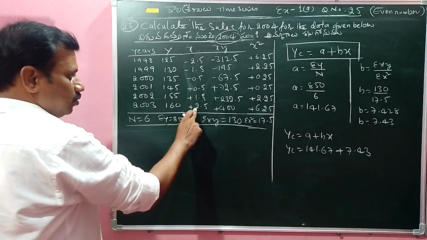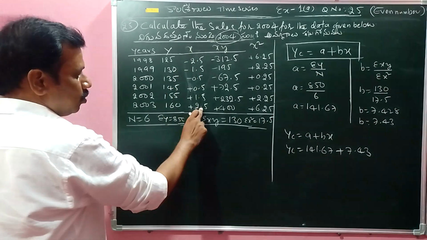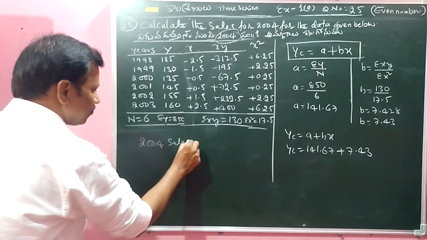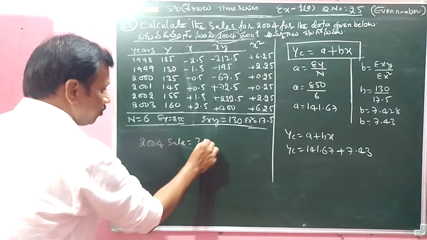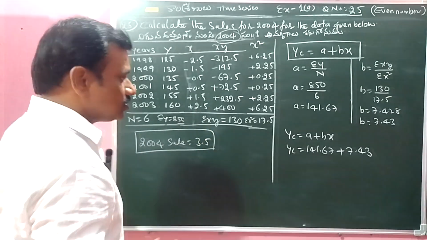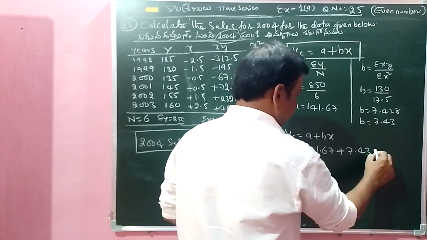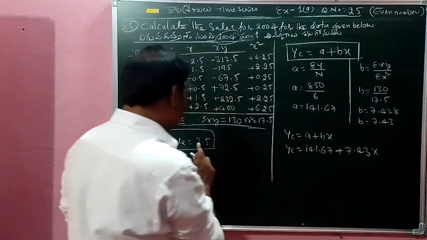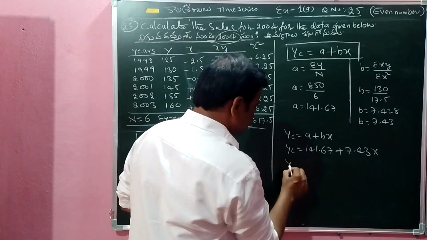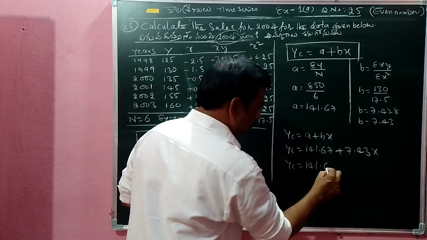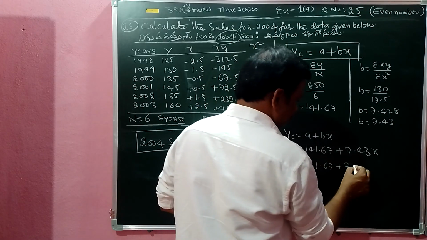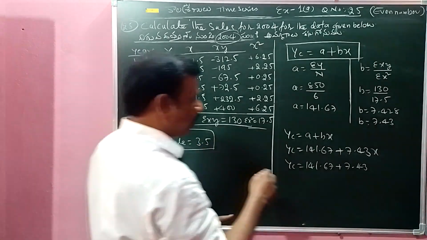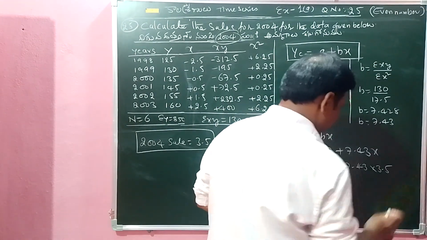Let us see, 2003 x value is 2.5, so for 2004 the x value is 3.5. So YC equal to 141.67 plus 7.43 x, and for x here write 3.5.